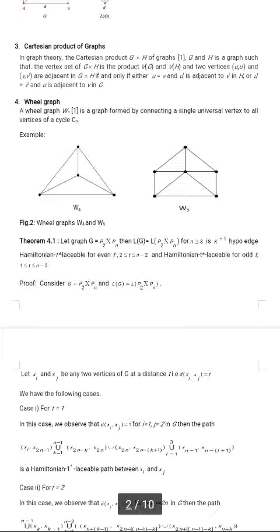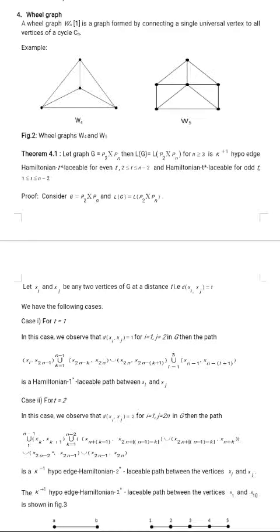Now we have the following results. Let graph G be equal to P2 cross Pn. P2 means a path with 2 vertices and Pn is a path with n vertices. Then the line graph of G, L of P2 cross Pn, for n greater than or equal to 3, is Hamiltonian t laceable for even t, so for all even t, where t lies between 2 and n minus 2, and Hamiltonian t star laceable for odd t. In the odd case, t lies between 1 and n minus 2.